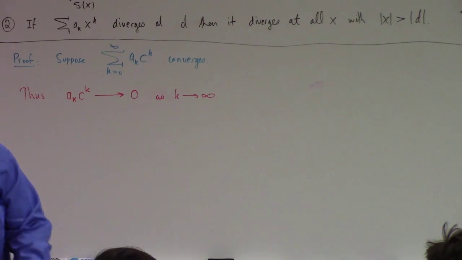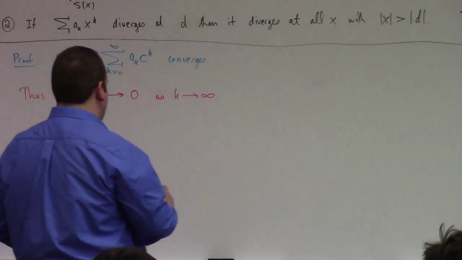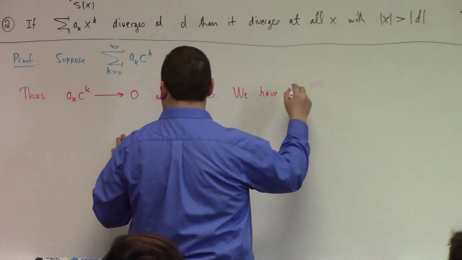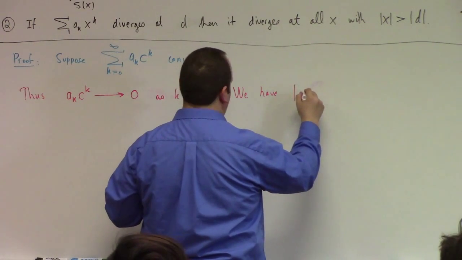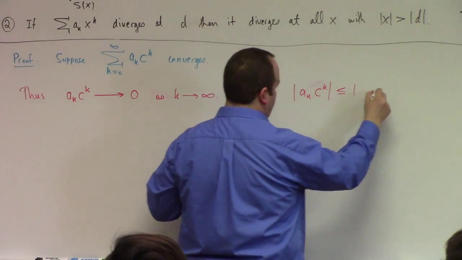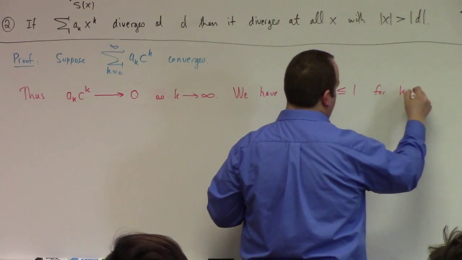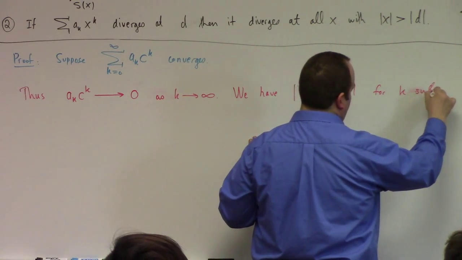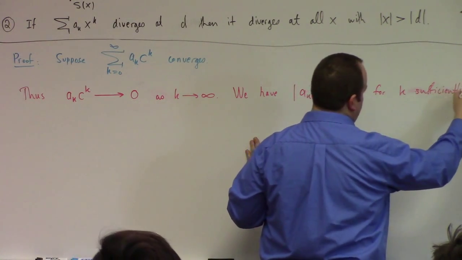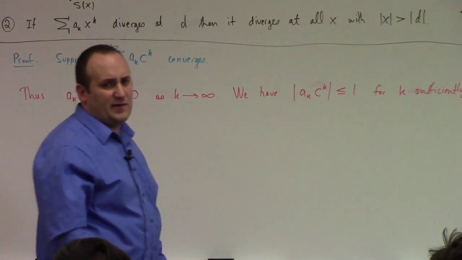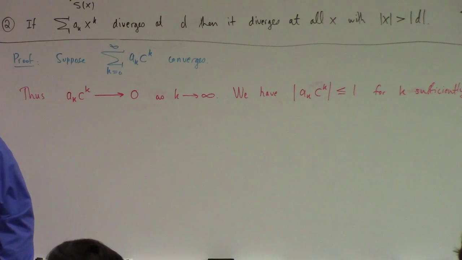So one of the things you can gather from that is that the absolute value of a sub k c to the k is less than or equal to 1 for k sufficiently large, right? And we've talked about this kind of logic before.